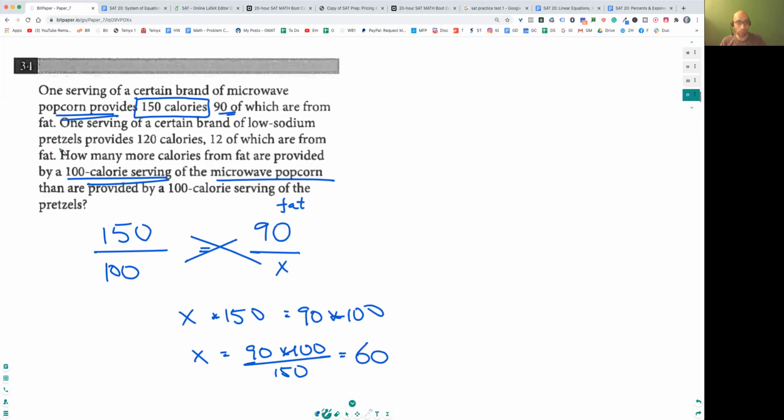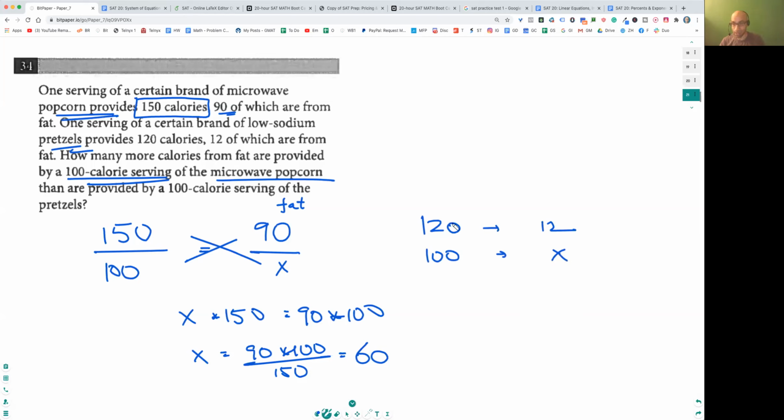Now I'll leave it with you to get the pretzels. Again, the pretzels is out of 120 calories, you have 12. Out of 120, you have 12. So out of 100, how much do you have? Again, same deal. You can think about it in a variety of ways. You don't have to do the cross multiplication. Maybe you think about the scale factor.